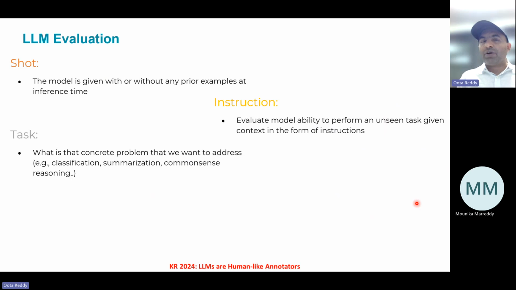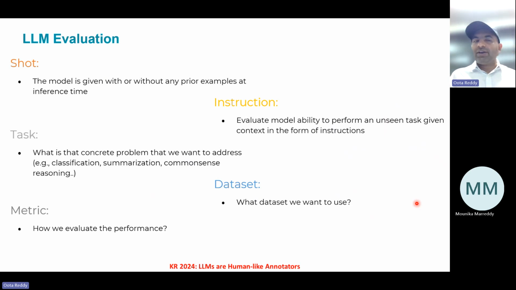Task: what is the concrete problem that we want to address, like common sense reasoning, summarization, or classification. What is your task? Dataset: what dataset we want to use, because let's say if you want to annotate something with LLMs, maybe you can use some examples from an existing dataset, like arithmetic reasoning. What dataset do you want to use? Metric: how we can evaluate the final generated responses.